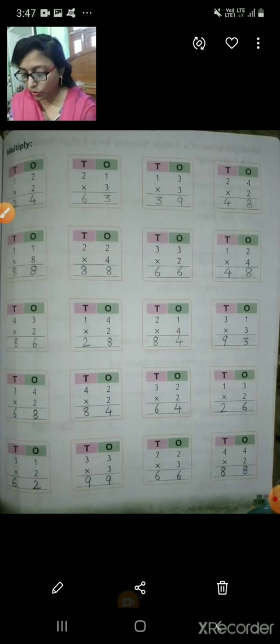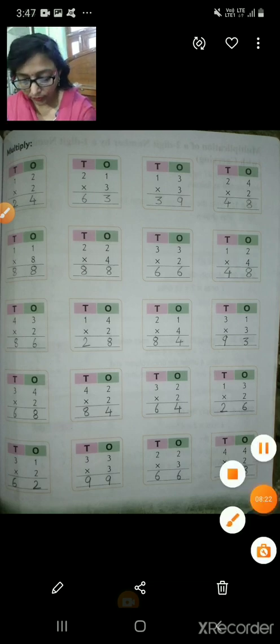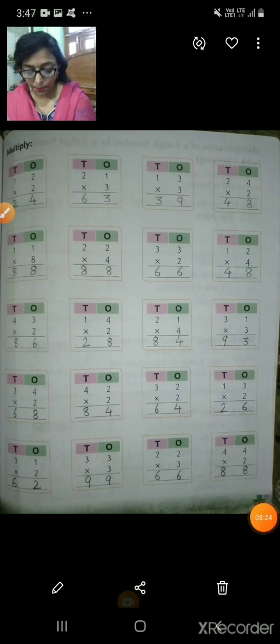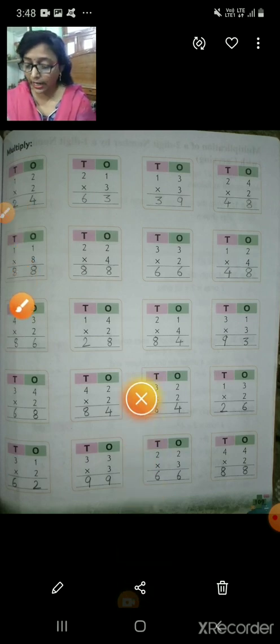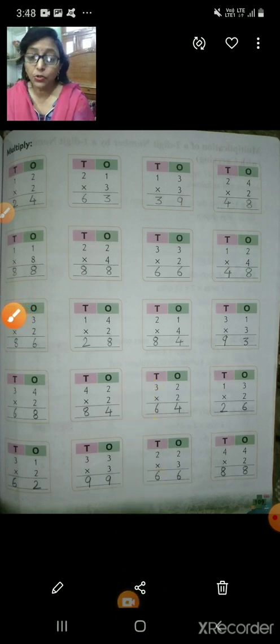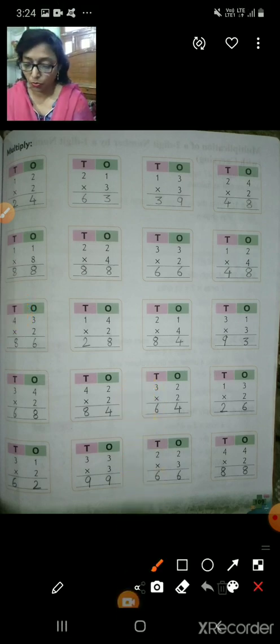Now come to page number 109. Here is the multiplication of a 2-digit number by a 1-digit number. You can see here, and it is without carrying. Here is written 12 multiplied by 2.